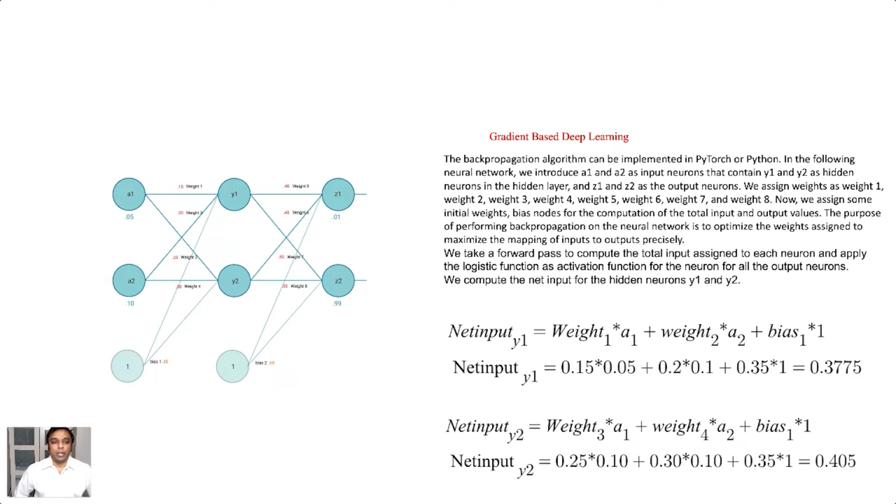So here we are assigning a lot of weights like weight 1, weight 2, so on and so forth. This weight is going to tell you exactly what weight the neuron carries in terms of summation of the value in it.